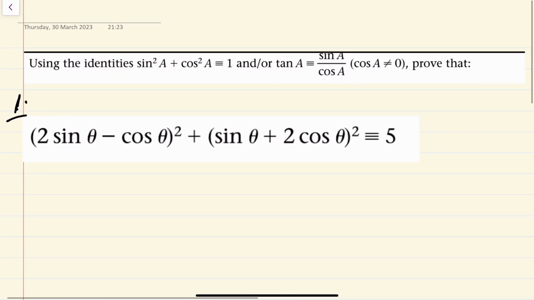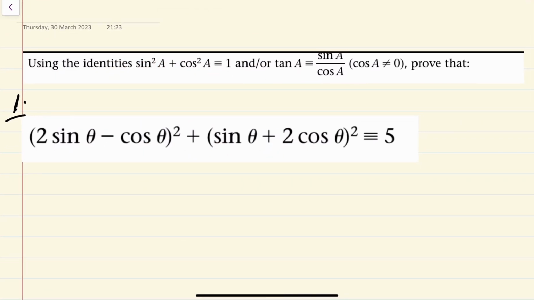Okay, we're going to look at a couple of trig identity questions. First one, this question says, using the identities sine squared A plus cos squared A equals 1 and/or tan A is equal to sine divided by cos, prove that. And the first proof we're going to look at is (2 sine theta minus cos theta) all squared plus (sine theta plus 2 cos theta) all squared is equal to 5.